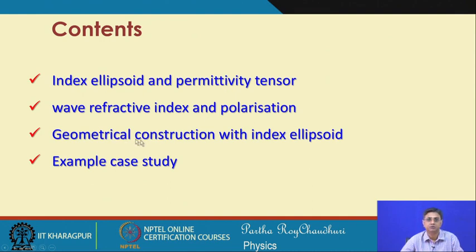So, for that we will analyze the geometrical construction, and then we will study an example case which will consolidate our idea and understanding about how we can use the index ellipsoid for the purpose of identifying the refractive indices, the direction of polarization, the direction of electric field vectors, and given the direction of propagation of the electromagnetic waves in an anisotropic medium.